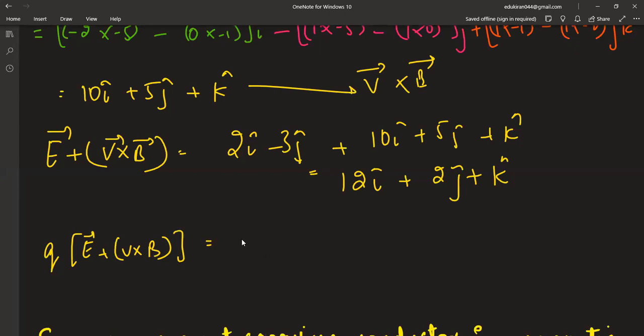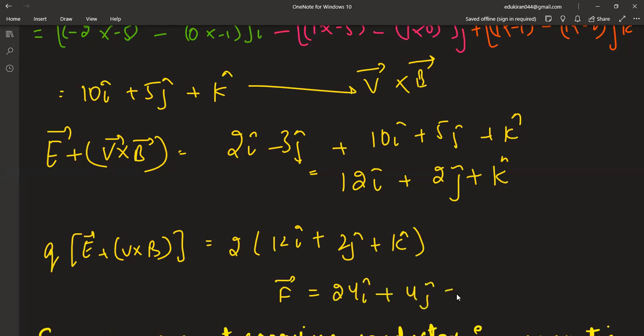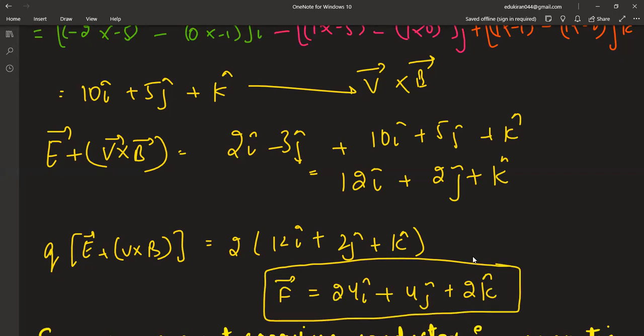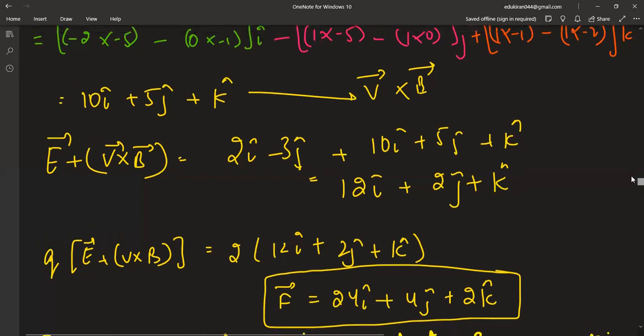So what is the charge? 2 coulomb of charge. So 2 into this entire term. What is this entire term? 12 I cap plus 2 j cap plus k cap. Final answer, net force: 24 I cap plus 4 j cap plus 2 k cap. That's it. This is how you have to solve all the questions.